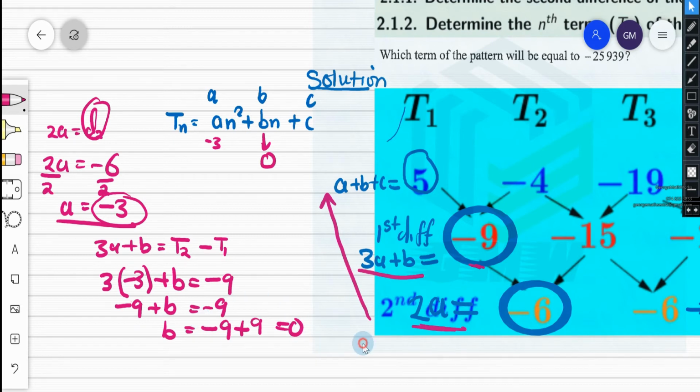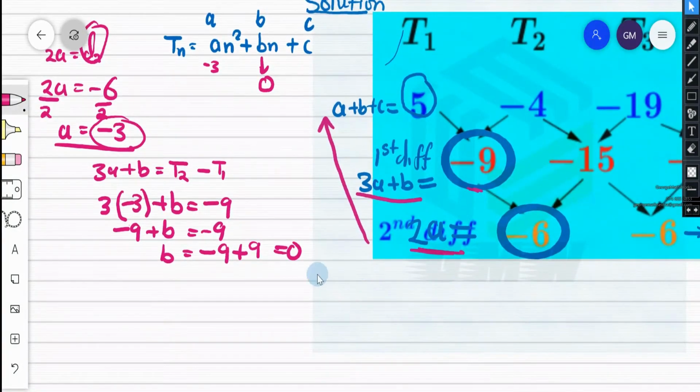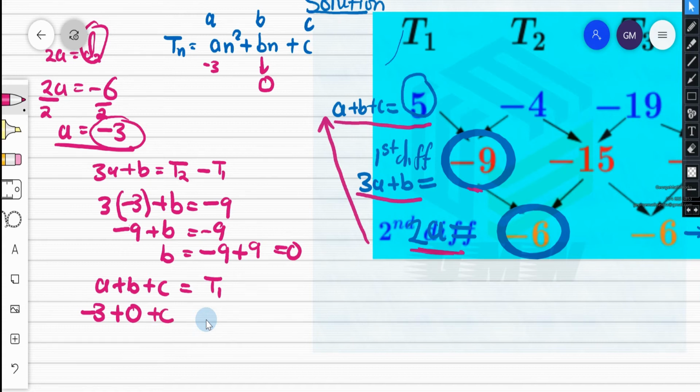Now I am left with finding c. So how do I find c here? If I am asked to find c, we are now also on this stage here, which means that a plus b plus c is equals to t1. So where there is a, I put minus 3. Where there is b, I have my 0. Then I have my c. Then my t1 in this case is 5. Again, I have c is equals to 5. Then this 3 crosses the equal sign. It becomes plus 3. So my answer will be equals to 8. I also have found this one.